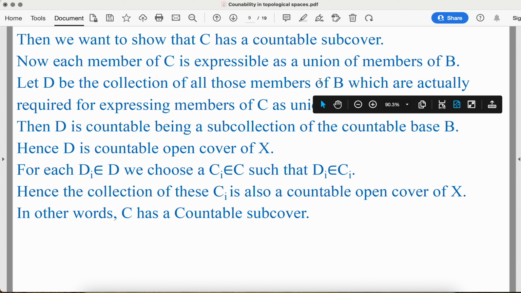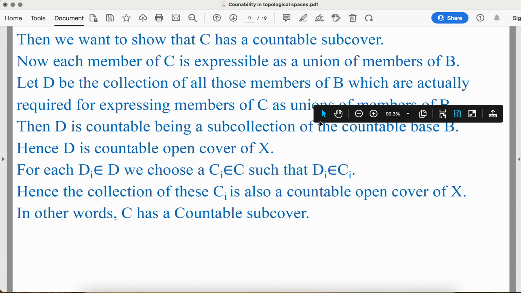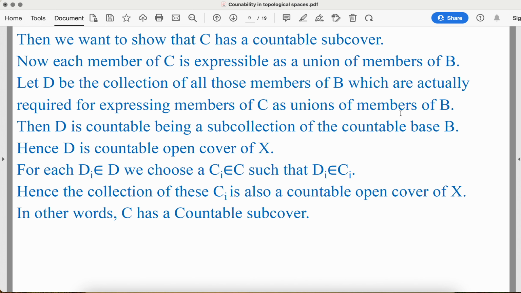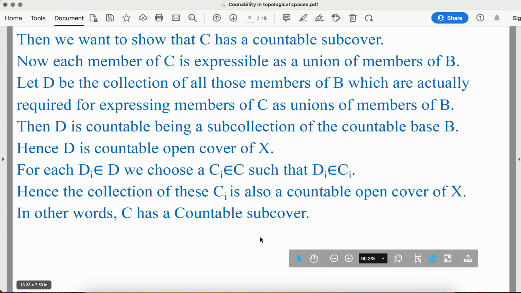Now each member of C is expressible as a union of members of B. Let D be the collection of all those members of B which are actually required for expressing members of C as unions of members of B. Then D is countable, being a subcollection of the countable base B. Hence D is a countable open cover of X. It means for each Di belonging to D, we choose a Ci belonging to C such that Di is contained in Ci. Hence the collection of these Ci's is also a countable open cover of X. In other words, C has a countable subcover.